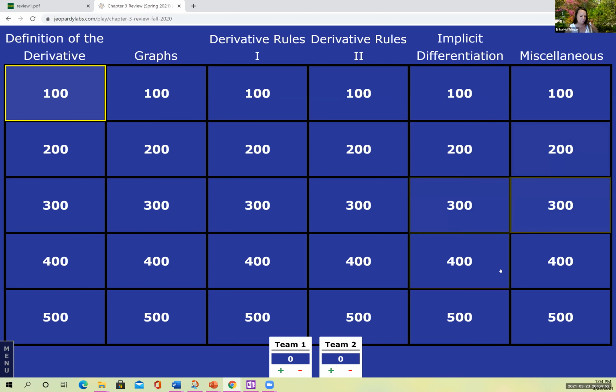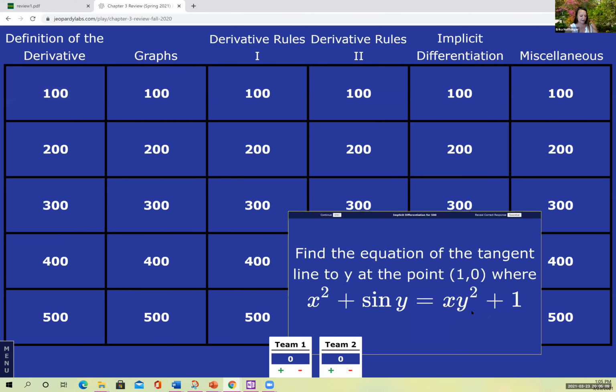If it's correct, you get the points. If not, I get the points if I can show you correctly. If any of these problems you want to go over in detail, we can do that too. But right now, implicit differentiation, 500 points. Let's see what we got here.